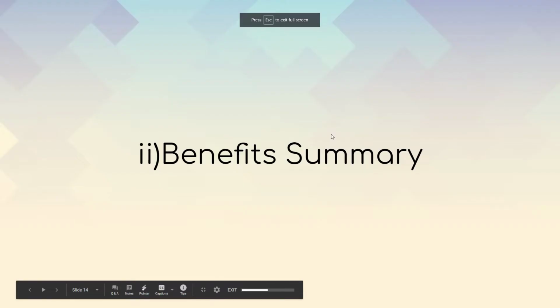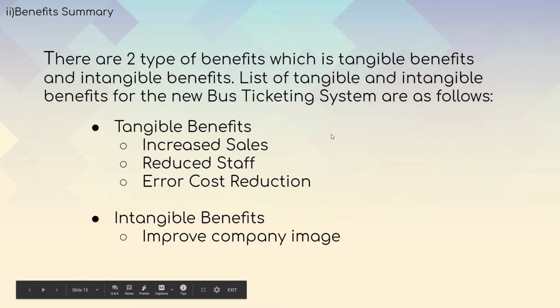So the benefits, there are two types of benefits, which are tangible benefits and intangible benefits. Under tangible benefits, there are three: increased sales, reduced staff, and error cost reduction. Whereas the intangible benefit is improved company image. Okay, continue.